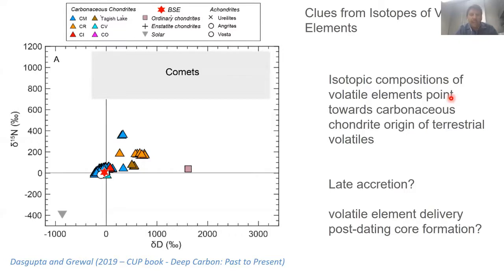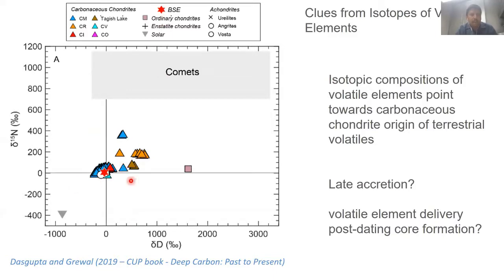One of the key arguments in favor of the origin of volatiles coming from these carbonaceous chondrite type of meteorite in particular is through looking at volatile element stable isotopes. So here I'm showing a plot of nitrogen stable isotopes plotted against delta D, or deuterium to hydrogen ratio, the stable isotopes of hydrogen. And what's plotted here is the estimate for the bulk silicate earth in the star.